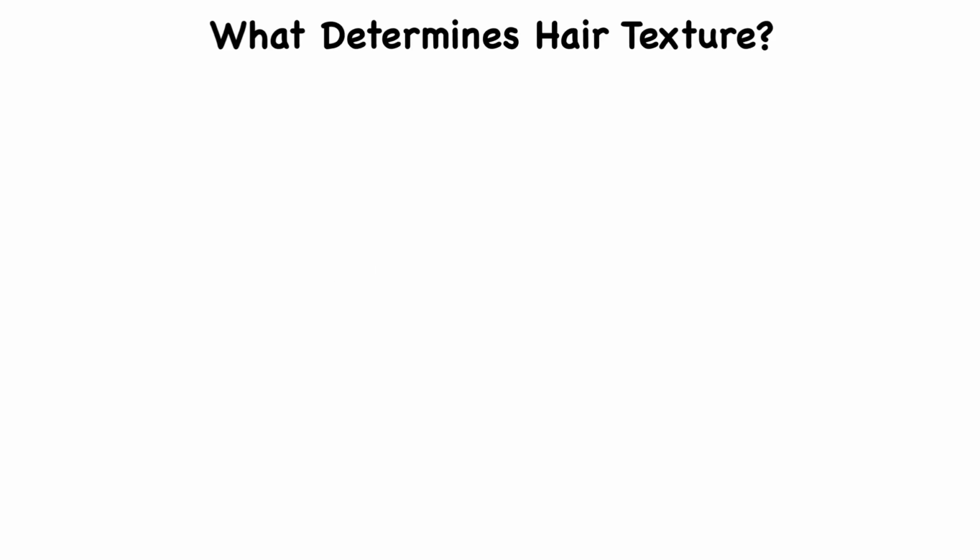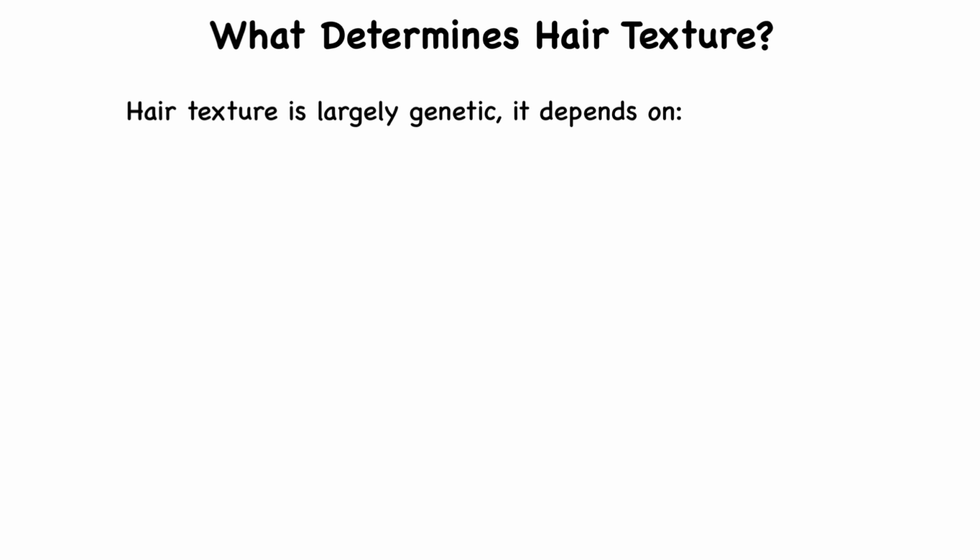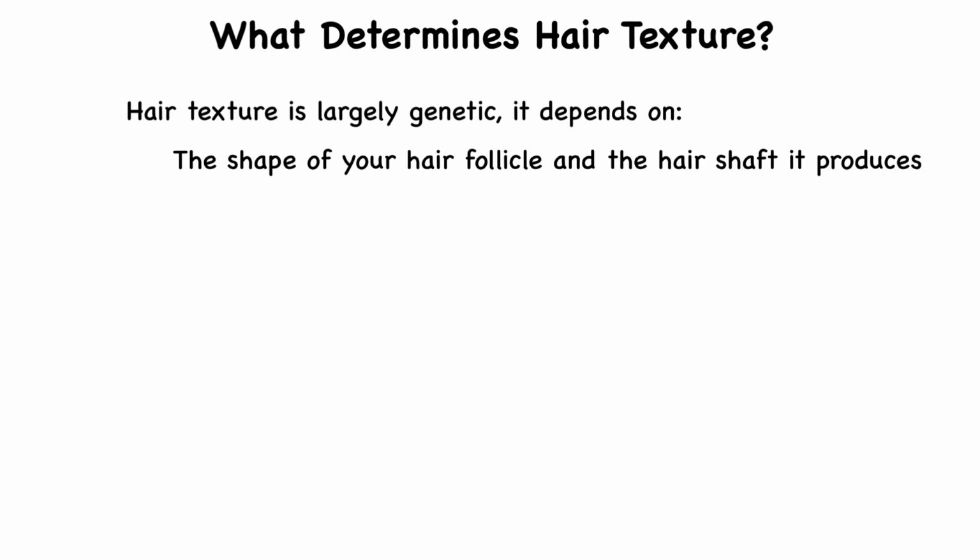What determines hair texture? Hair doesn't just differ in type, it also differs in shape. So what makes hair straight, wavy, or curly? Hair texture is largely genetic. It depends on the shape of your follicle and the hair shaft it produces, which then determines hair texture.